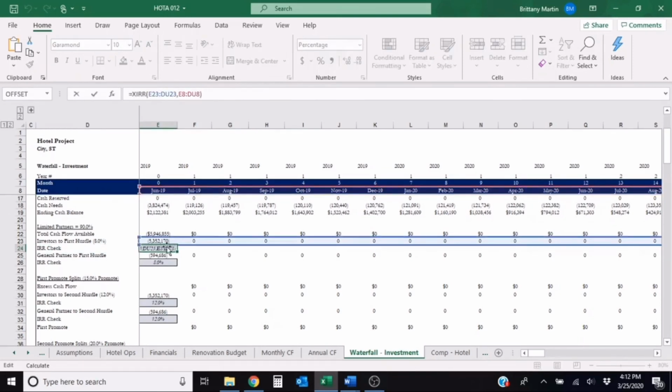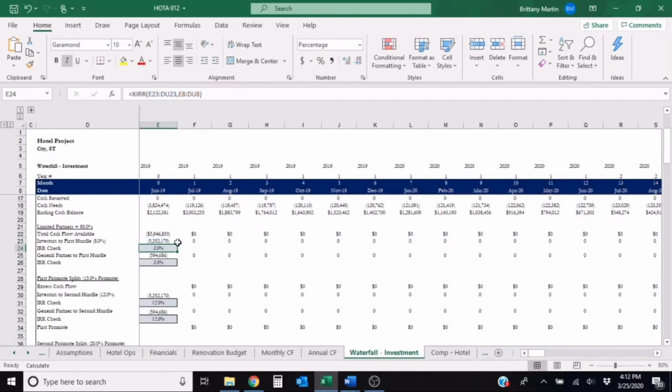If you look at this one, it needs to get to an 8% hurdle, and it checks that it gets to the 8% before it moves on to the next tier in the waterfall.